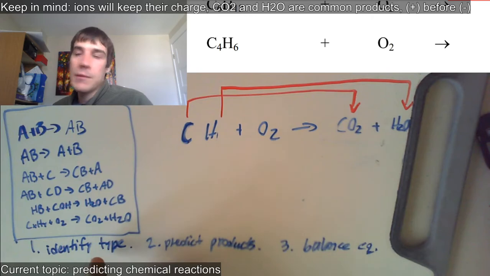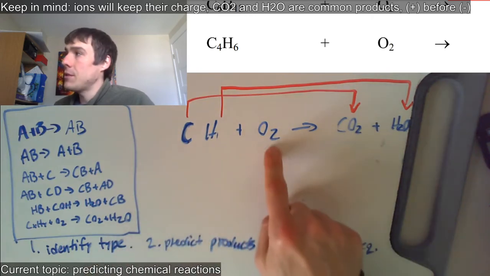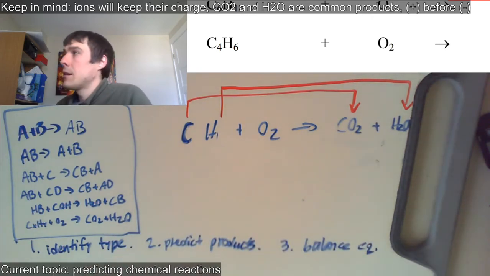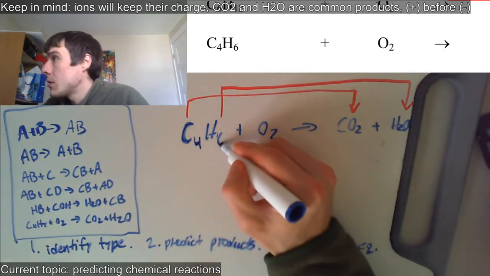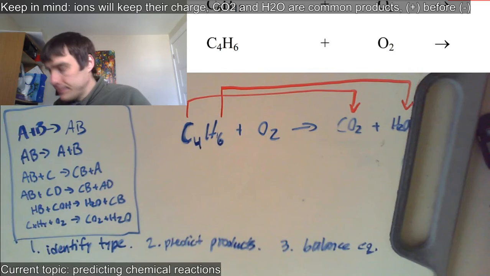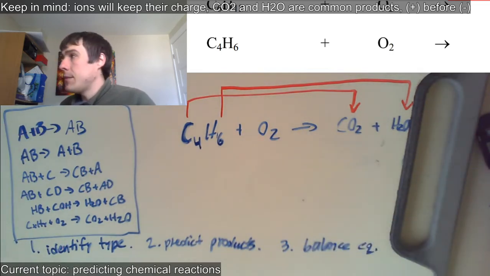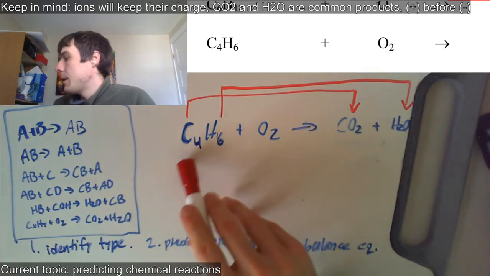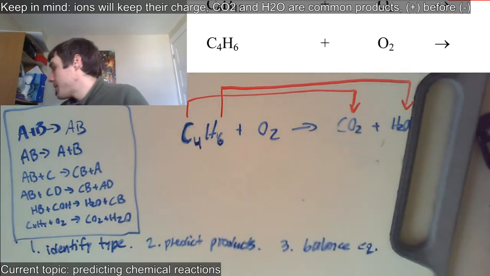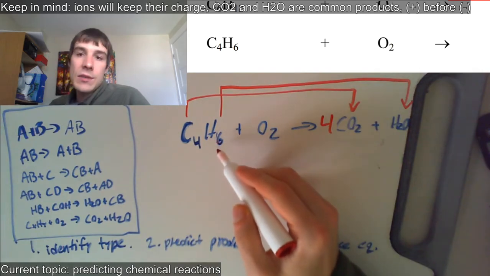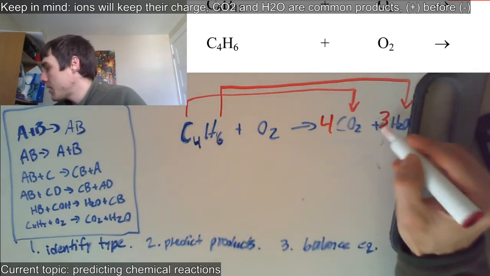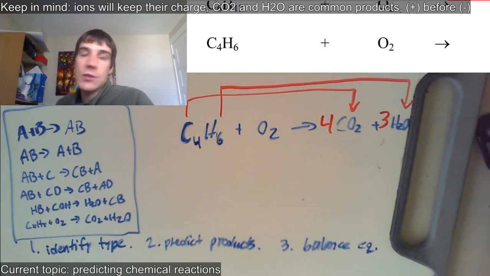We've identified the type. It's a combustion because we have the O2 and we have a hydrocarbon. This is C4H6. So we have a hydrocarbon. We have oxygen. We are going to make CO2 and H2O. The amount of carbon is going to give us the amount of CO2. So there's 4 of those. Amount of hydrogen, 6 hydrogens can make 3 waters because each water has 2 hydrogens on it.